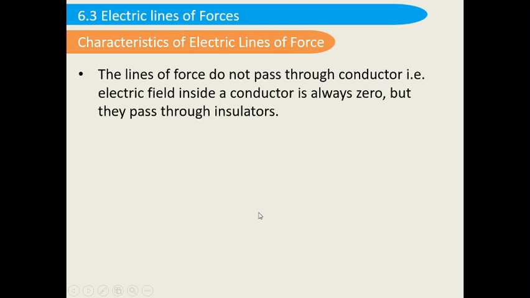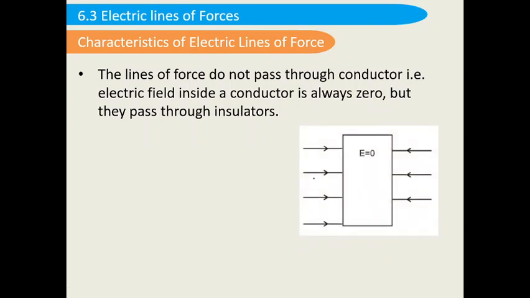The lines of forces do not pass through the conductor. Lines of forces cannot pass through the conductor, but they can pass through an insulator. If they cannot pass through a conductor, that means the electric field inside the conductor is zero. They can pass through an insulator. So suppose there is a box, and this is an electric field which is coming inside. That means here there are positive charges, because electric field lines leave from the positive charge, and again here there are some positive charges.